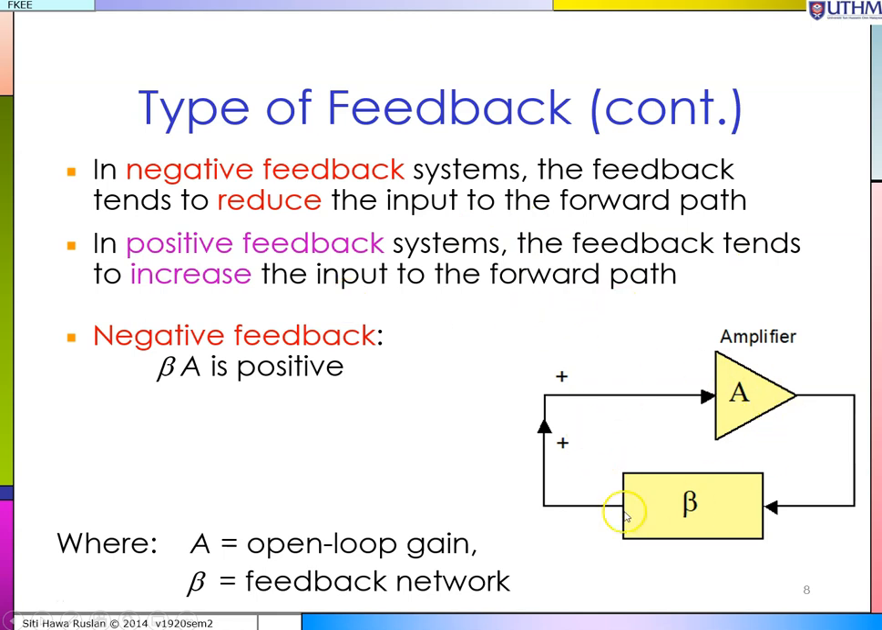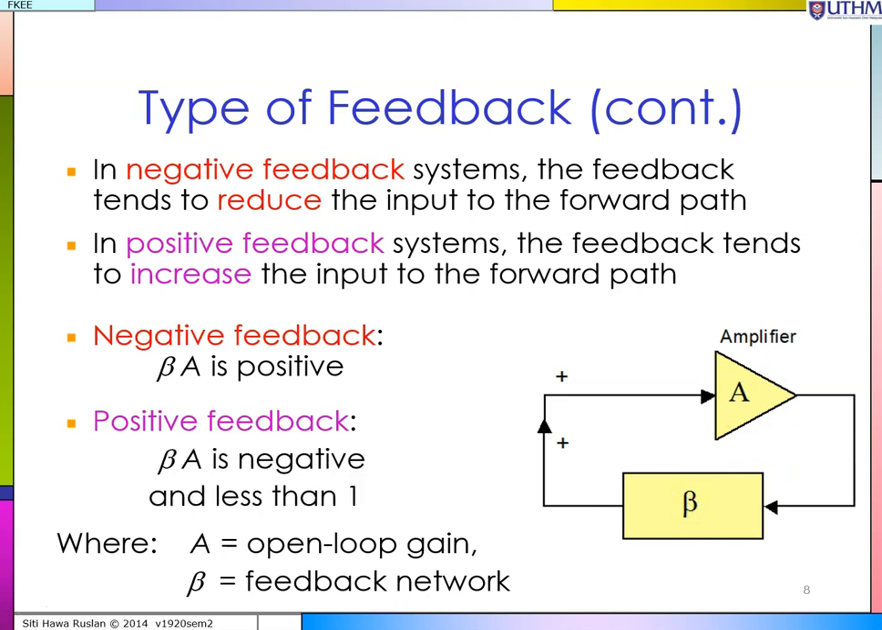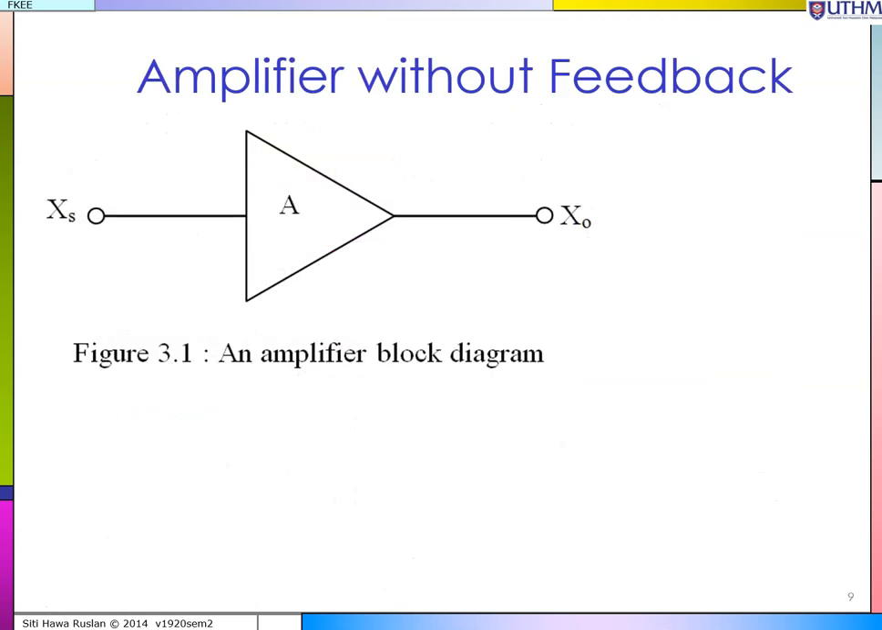So looping around the loop over here, the signal will be amplified again and again. But if you look over here, it is different from the negative feedback. The multiplication of the gain of the amplifier with the feedback network beta, the value is negative, and usually it is less than 1. So now we move on to another block diagram.